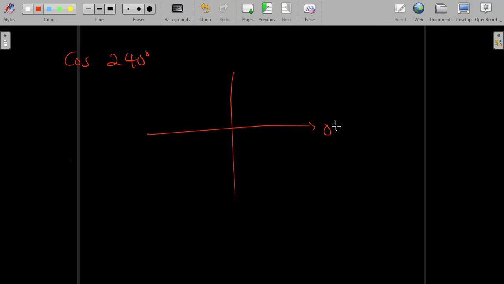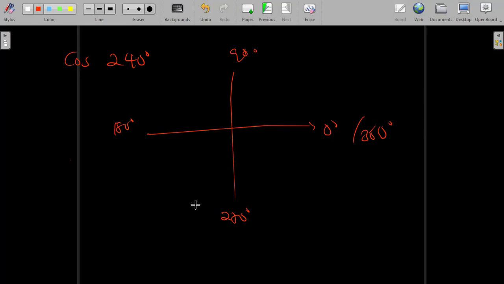So for 240, if this is 0 degrees, that's 90 degrees, that's 180 degrees, and that is 270 degrees, and of course 360 here. This tells me that my angle 240 is actually in between 180 and 270 degrees. So what does that mean? It means that it's in the third quadrant.